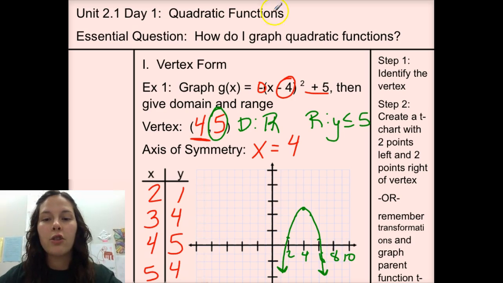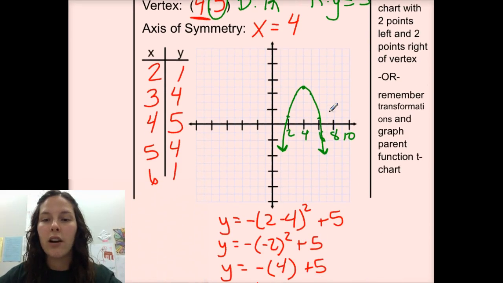Real quickly, I forgot to show you the axis of symmetry on the graph. The vertical line x equals 4, if you sketch that on the graph, goes right through that vertex and again creates a mirror image of the graph.